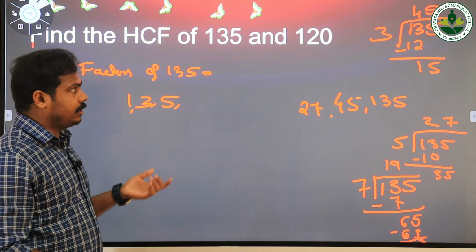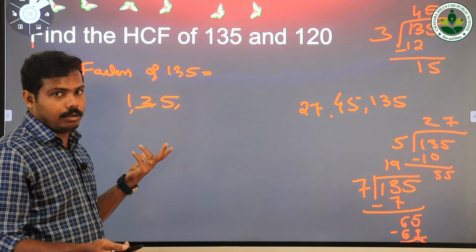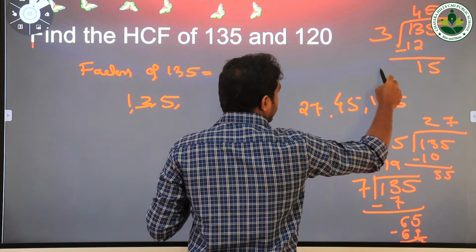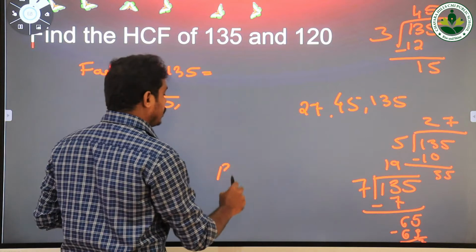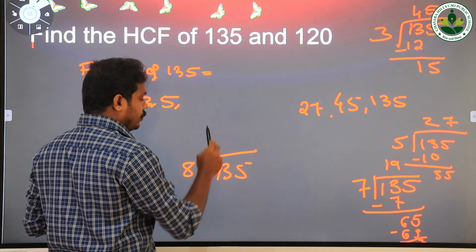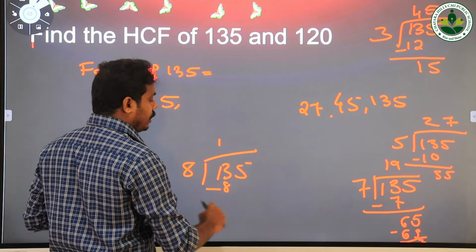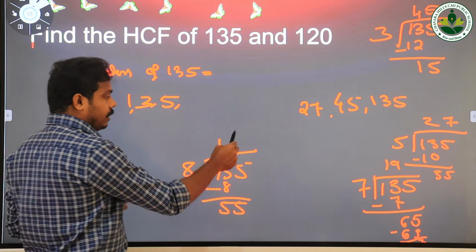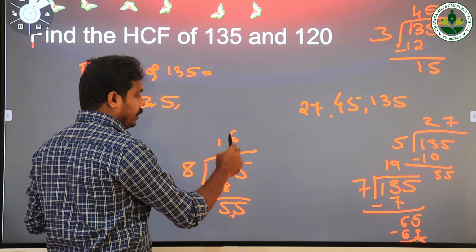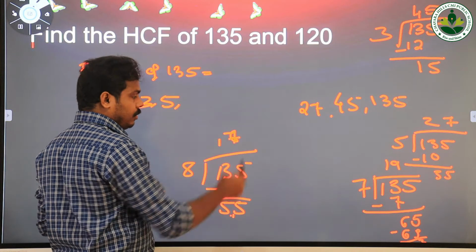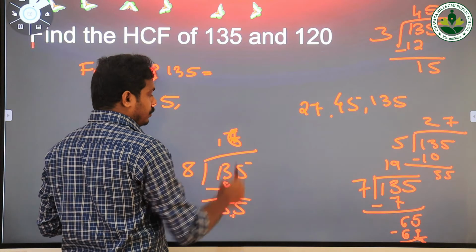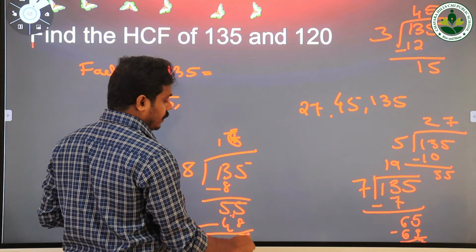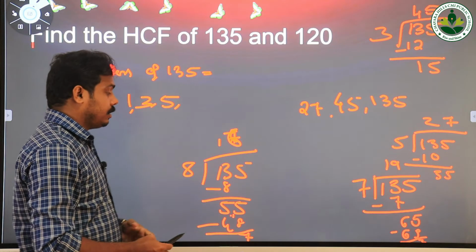Then 8, is it divisible by 8? No. You can check 135 by 8. In 8's table we can see 55 is not there. 8 6s are 48. 8 7s are 56. So we write 8 into 6, that is 48. Remainder is 7. So we cannot divide that number by 8.